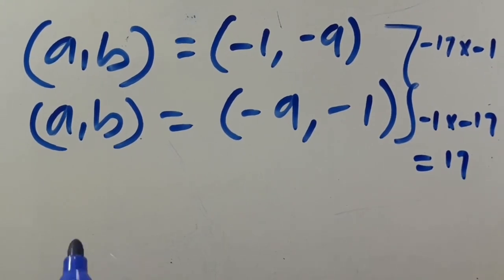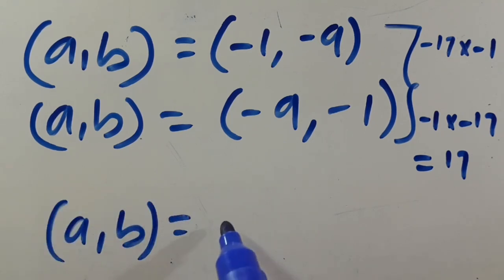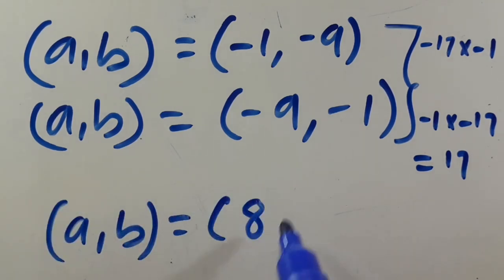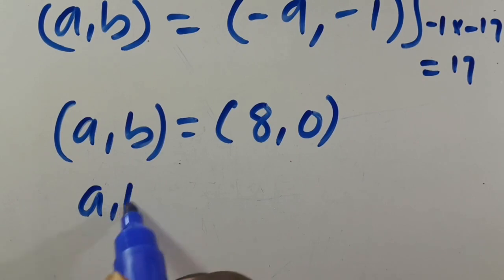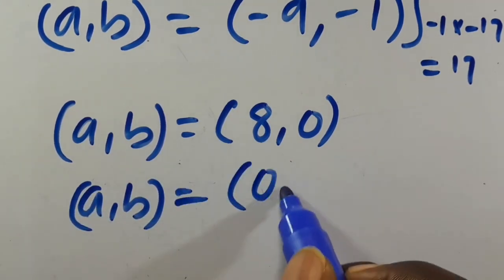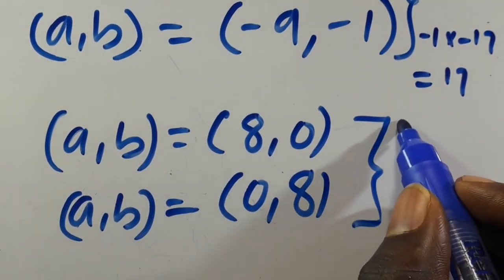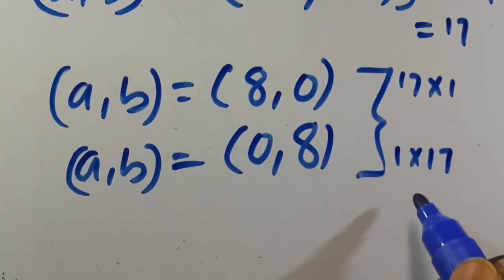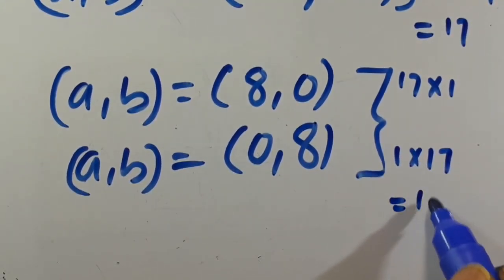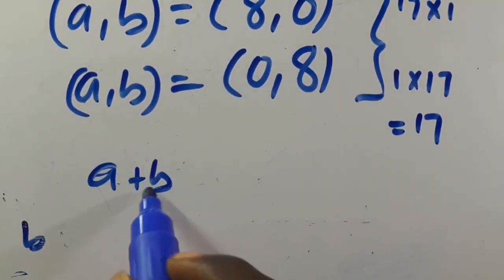Then for the positive, we have (a, b) equals, the first one is (8, 0). Then you also have another one, (a, b), the second one is (0, 8). These are for when you have 17 times 1 and 1 times 17, which will definitely give us 17 as well. Now we are looking for a plus b.